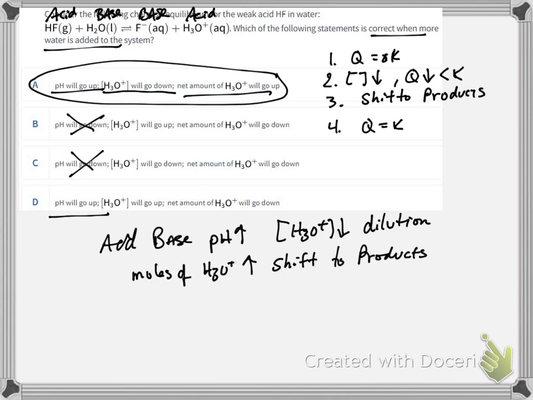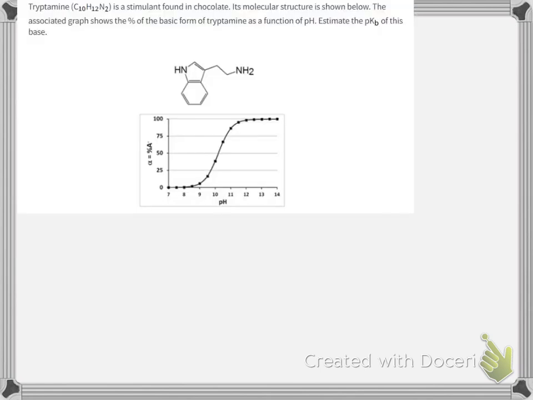pH goes up because we added a base. That's how water's acting. H3O+ goes down because we're diluting all the concentrations, and H3O+ goes up because of the shift.